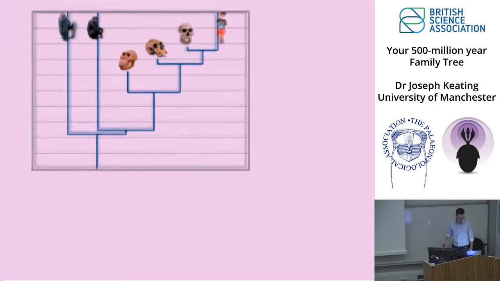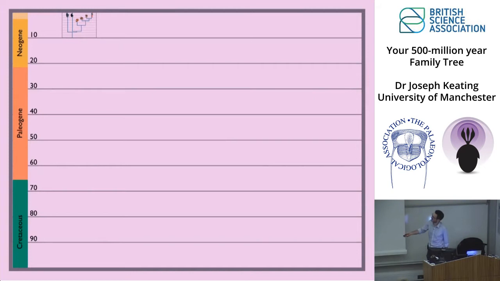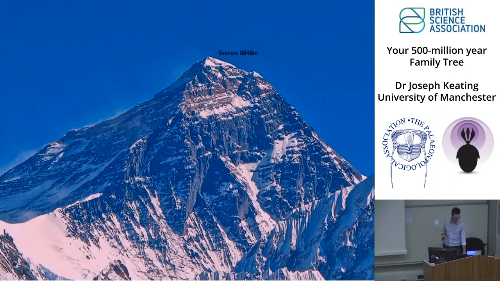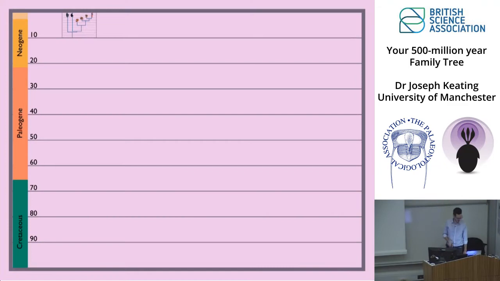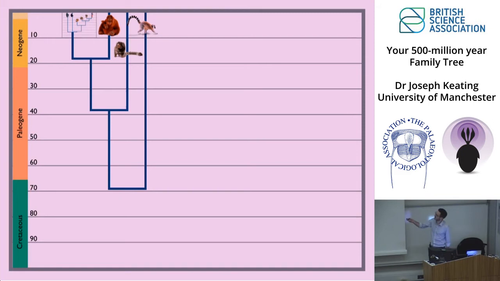So we put some more time on our timescale. We're now up to a 100 million year timescale. And again, returning to our paper analogy, this would be a stack of paper towering over Mount Everest. So we can have a look at some more distant relatives. First, the primates, and we share a common ancestor with primates at about 70 million years. With rodents at about 80.